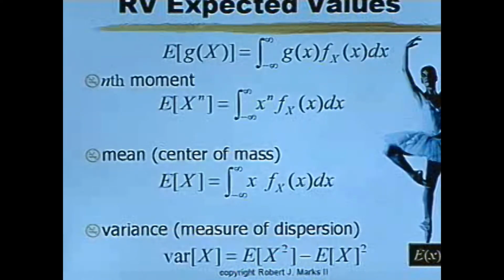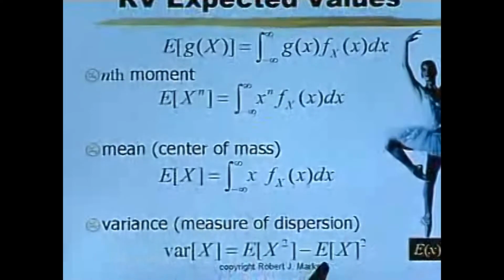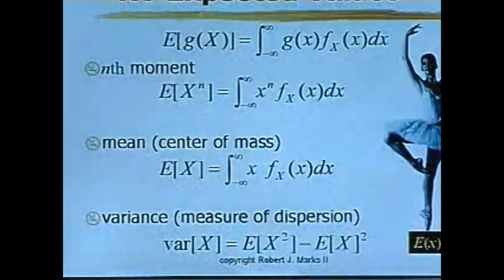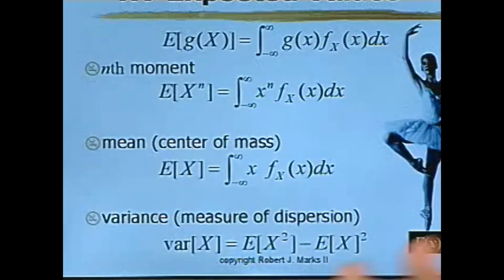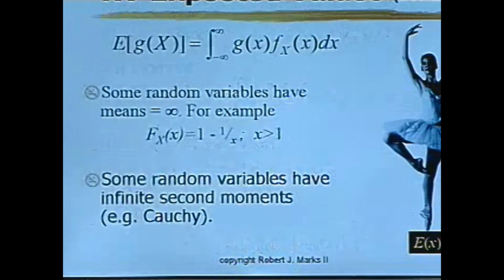Well, if you want to give one number on what the random variable represents, you usually give the mean, or the center of the mass. A second characterization of the density function is the variance. The variance, of course, is the second moment minus the square of the first moment, and is a measure of the dispersion, or how much the density function is spread out. If you have a density function which is really spread out, it'll have a high variance. Something which is very compact has a very, very small variance.